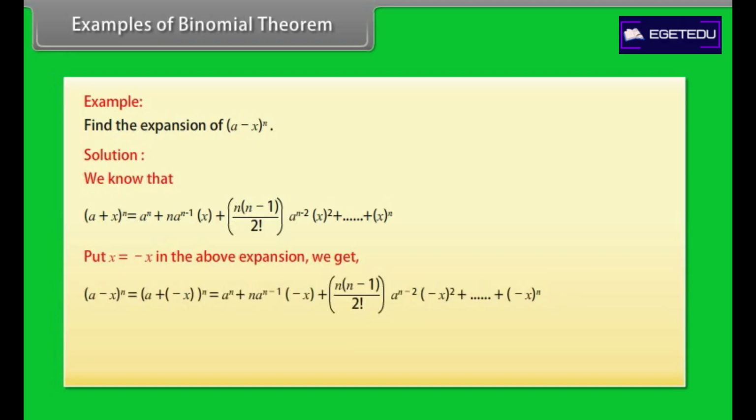We get aⁿ − n × a^(n−1) × x + n(n−1)/2! × a^(n−2) × x² and so on up to (−1)ⁿ × xⁿ.